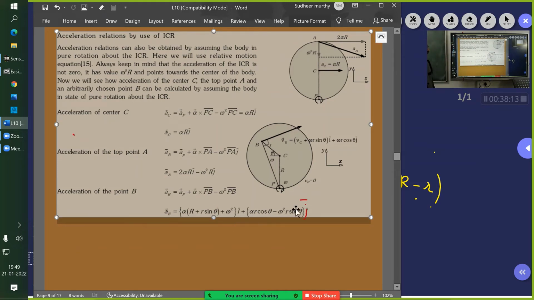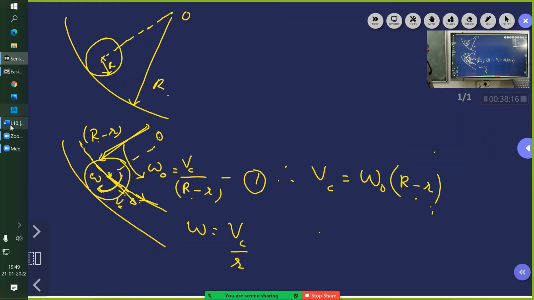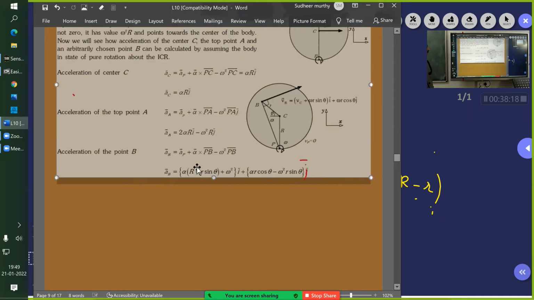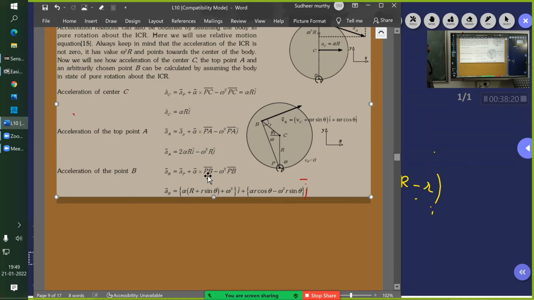Sir, you open that PB bar and see whether you are getting that equation. Yes, anybody open this PB bar and see? Are you able to get this only?